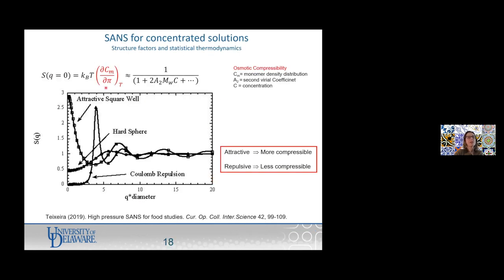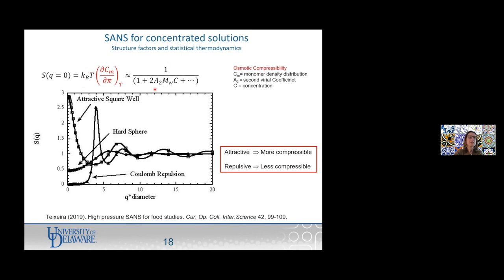Okay, so how do we do this? How do we model this structure factor? At the forward scattering intensity, which is the intensity for the Q angle zero, your structure factor is actually proportional to the osmotic compressibility that you see there in red. This is just the Boltzmann constant and temperature.